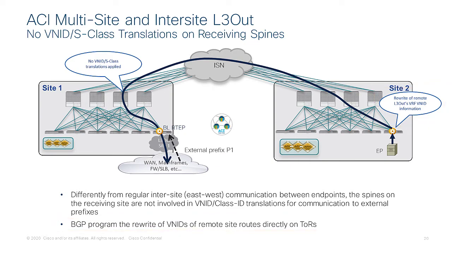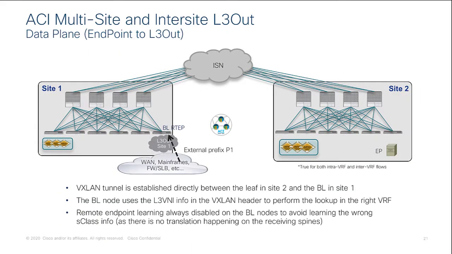So the border leaf inside site 1 needs to communicate to the leaf inside site 2. This is the L3 VNI, that means this VRF for me, please use this when you encapsulate the packet. This is a mechanism that we call downstream VNI assignment, okay? Let's put this all together and see how the communication end-to-end works.